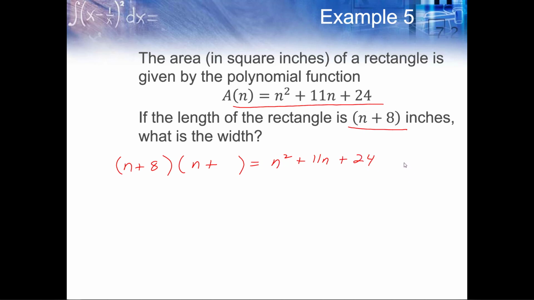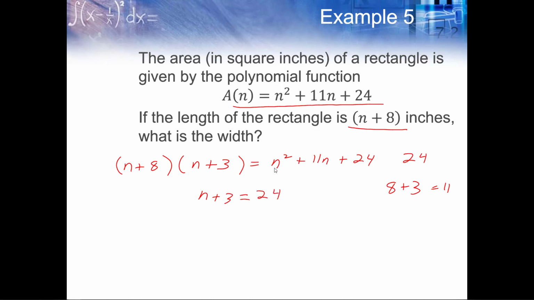So we need to find factors of 24 that will sum to 8. No, I'm sorry, that will sum to 11. Well, we know one factor, that happens to be 8. In that case, the only other number has to be 3, because 3 times 8 is 24. If we sum them, we get 11. So your answer is going to be n plus 3. That will be your answer for this particular problem.